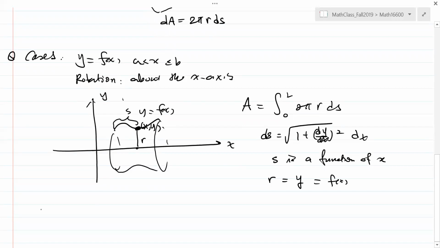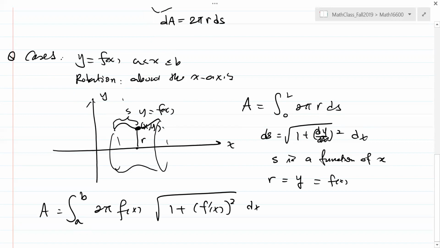Yeah. So now the surface area is going to be, you change the variable from s to x. So x is from a to b, right? And the 2 pi r also depends on x, so it's f of x. Then you have f prime x squared and the dx. That's how you get the formula.